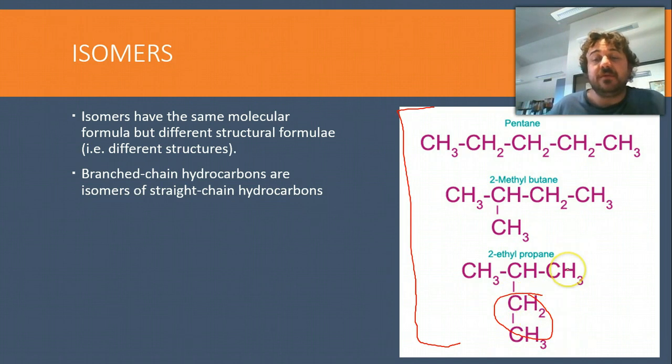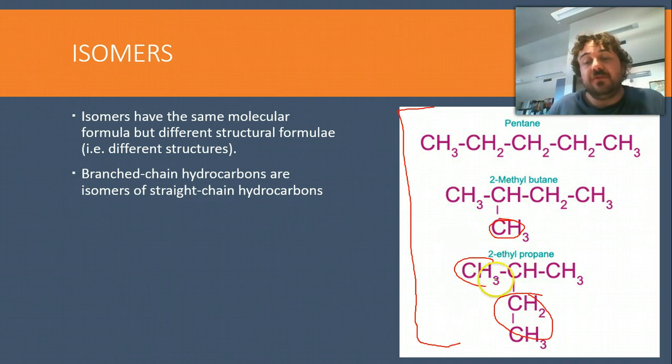2-ethyl propane is the same formula as pentane. 1-methyl butane is the same formula as pentane. Now, if we're being technically correct, you would not call this 2-ethyl propane. You would call this 2-methyl butane. And you see that there, because we talk about the longest chain, the longest straight chain.